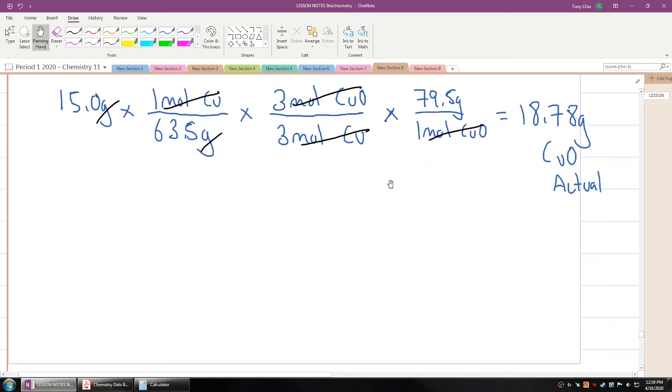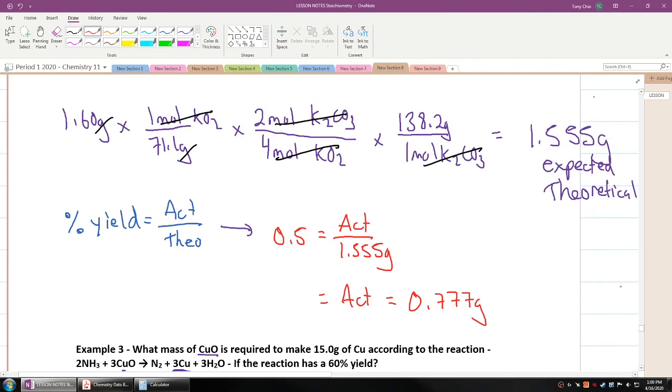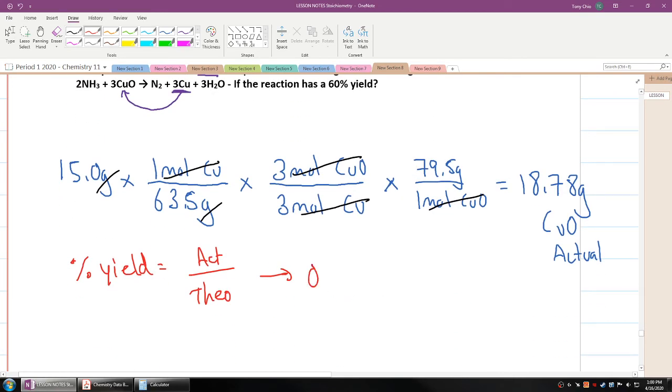How many more? Well, let's see. So if I apply my percentage yield calculation, yield is equal to actual over theoretical. What I'm going to get is percentage yield, in this case is 60%, so I should plug this in as 0.6 is equal to 18.78 grams over theoretical. How do you solve for this? Well, there's a little shortcut if you know your algebra: you just swap these two. So you're going to get 18.78 divided by 0.6 is equal to your theoretical.